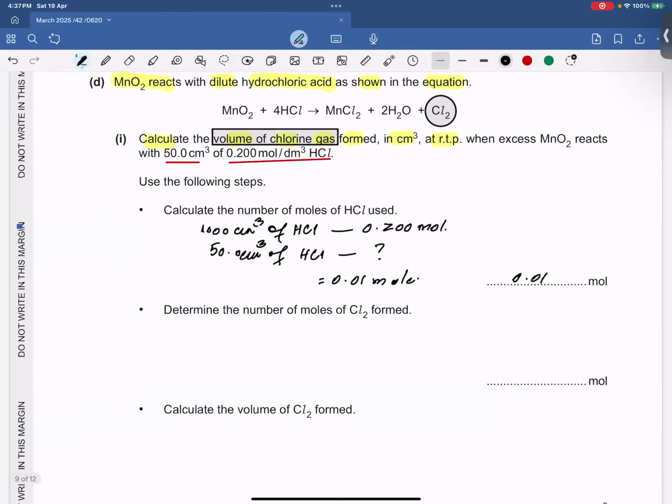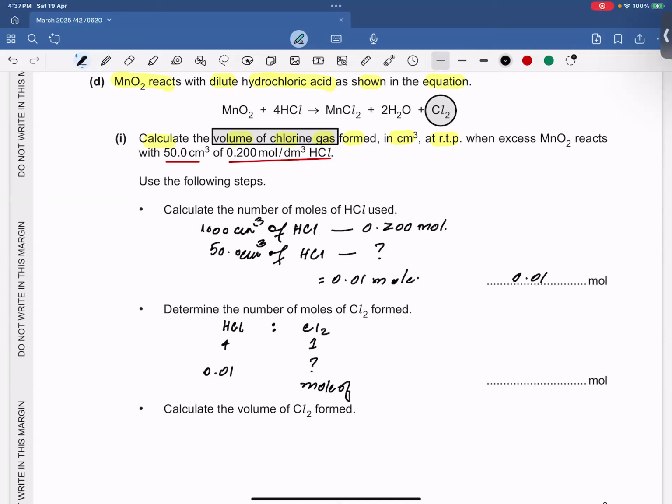Okay. Now, according to the equation, we have 4 moles of HCl and 1 mole of chlorine. So I'm going to take the molar ratio between HCl and chlorine. So 4 moles of HCl gives 1 mole of chlorine. When we have 0.01 moles of HCl, moles of chlorine would be 2.5 into 10 to the power minus 3.